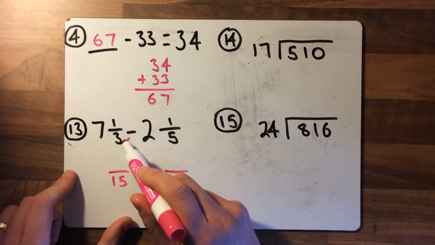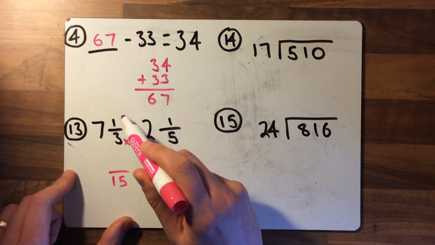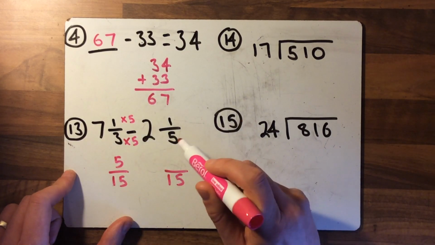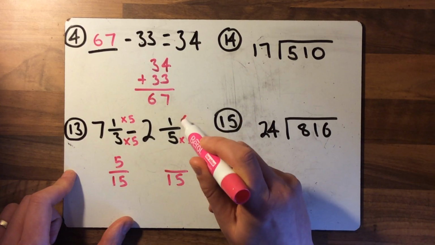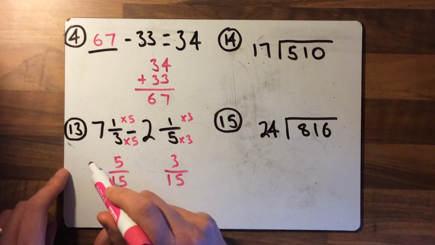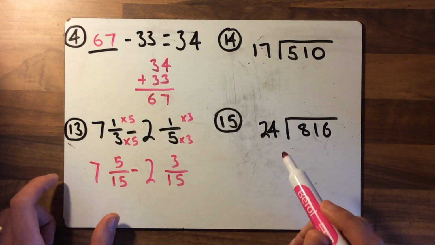15. So because I've just done my 3 times tables, I know that 3 times 5 is 15, so I need to do the same to the numerator. So 1 times 5 is 5. I had to times that by 3, so I need to do the same to the numerator. Here we go. And now I can write in the whole numbers.